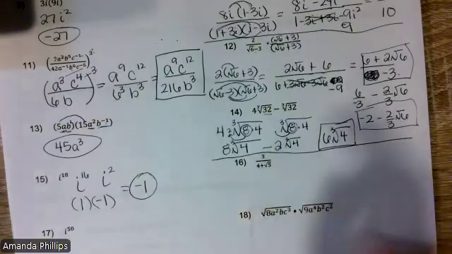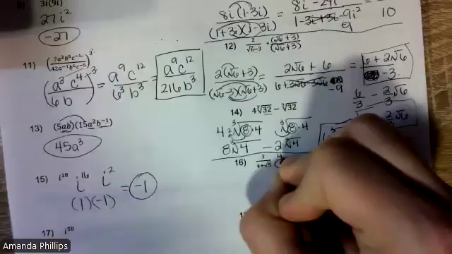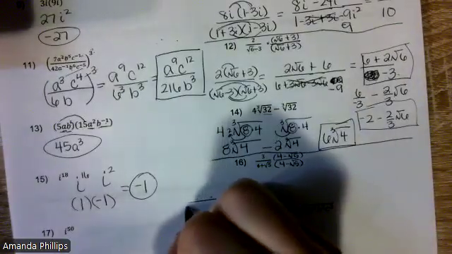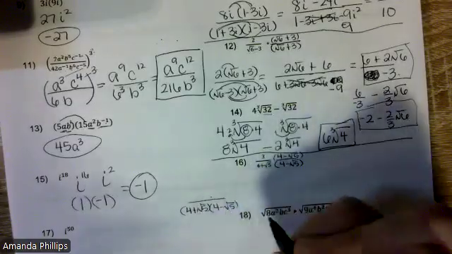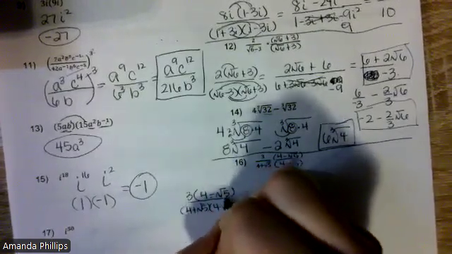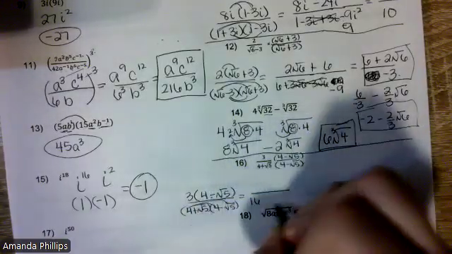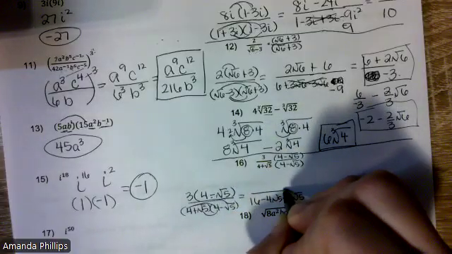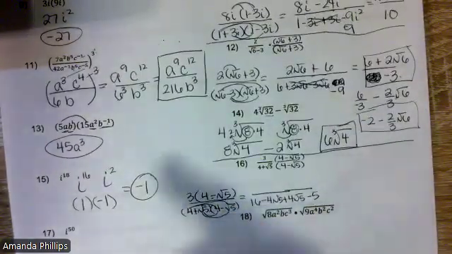Again, I don't like radicals in the denominators, so I'm going to do 4 minus square root of 5 on both. Okay, I'm going to write it bigger. So I have 4 plus square root of 5 times 4 minus square root of 5, and 3 times 4 minus square root of 5. Okay, all right, let's multiply. 4 times 4 is 16. Minus 4 square root of 5 plus 4 square root of 5, and then minus 5, because that would be square root of 25, which is 5.